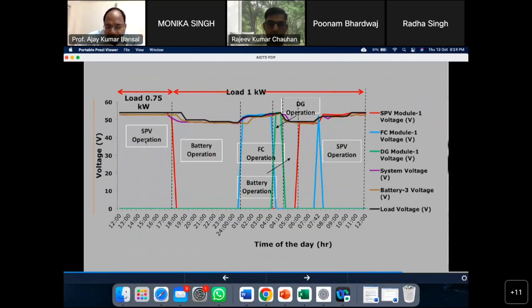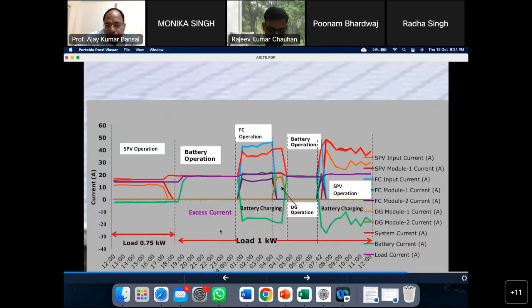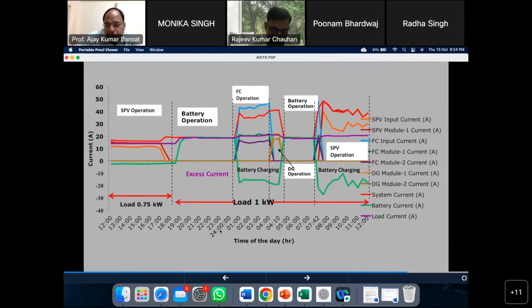In the day region, we will be operating the photovoltaic panel. When the photovoltaic energy is not available, we will be using the battery, and if the battery is not able to supply, we will be using the fuel cell, and if the fuel cell is not able to supply, we will be running the diesel generator, and then again with the help of this DG we will be charging the battery, and then the battery power will be supplying the load. So these are the various curves.